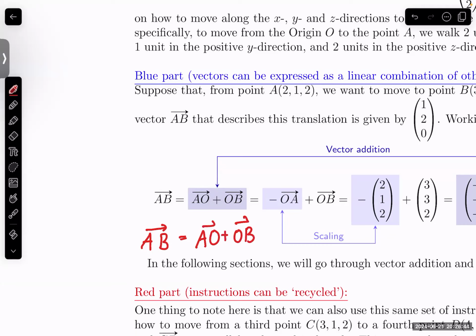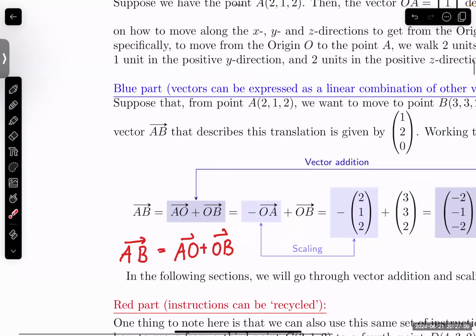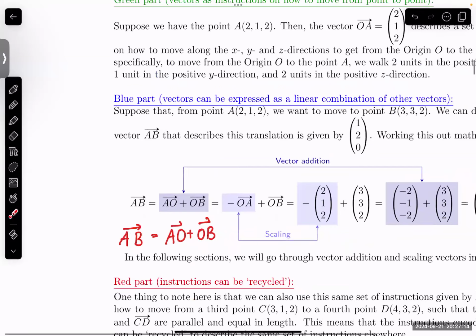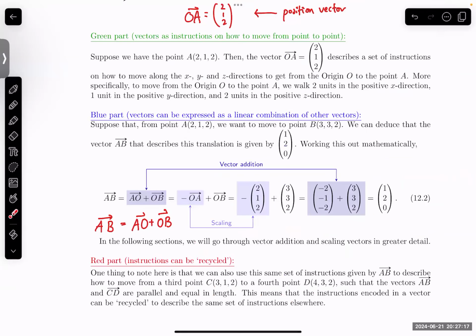And this is how we decompose vectors, or at least how I like to think of it, right? And then now I know that vector AO is simply negative OA, which is kind of like the opposite instruction, right? If I tell you how to move from O to A, then A to O is just kind of like walking backwards, undoing the action. Okay, so we can express vectors as a linear combination of other vectors. In a sense, this is just decomposing a vector into different parts, right?